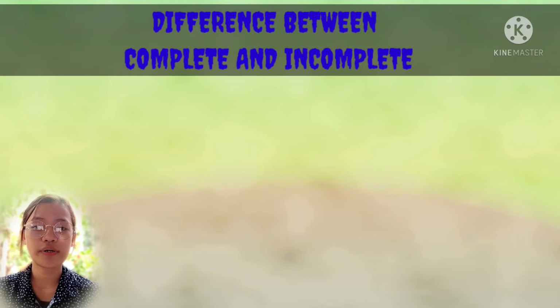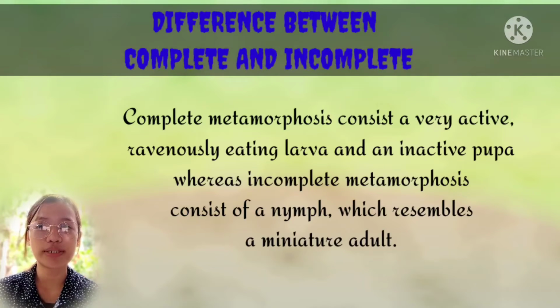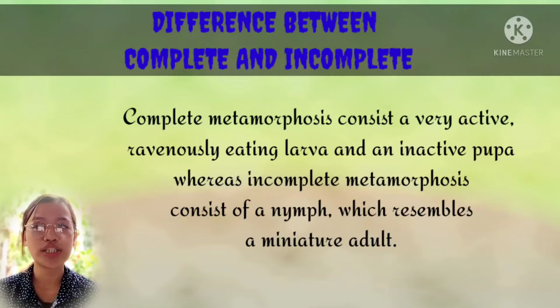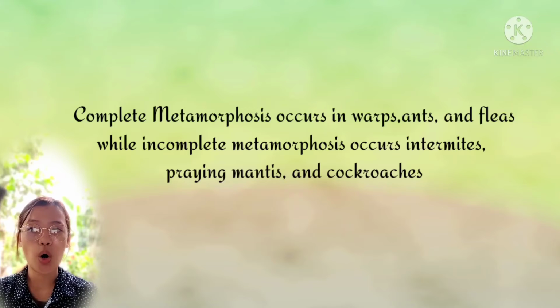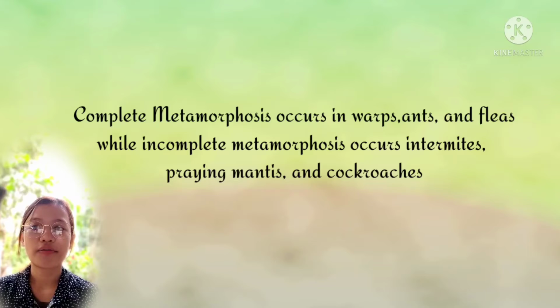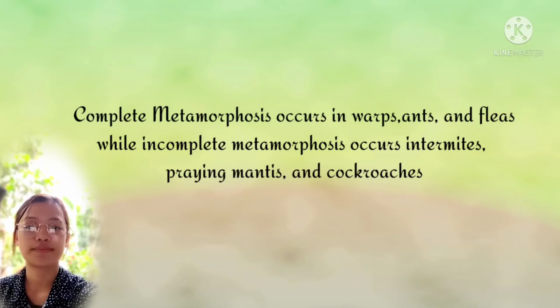There are differences between incomplete and complete metamorphosis. Complete metamorphosis consists of a very active, ravenously eating larva and an inactive pupa, whereas incomplete metamorphosis consists of a nymph which resembles a miniature adult. Complete metamorphosis occurs in wasps, ants, and flies, while incomplete metamorphosis occurs in termites, flying mantis, and cockroaches.